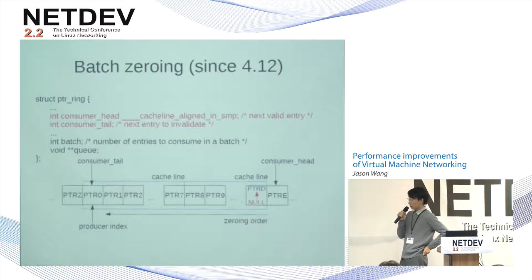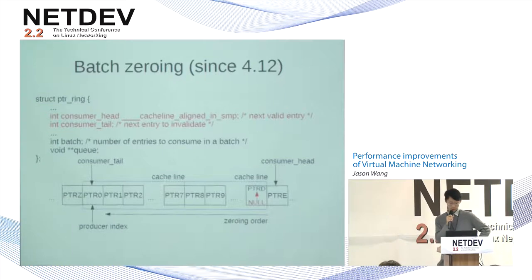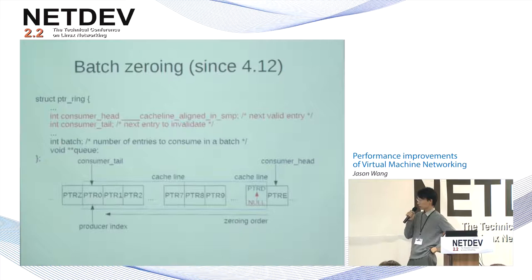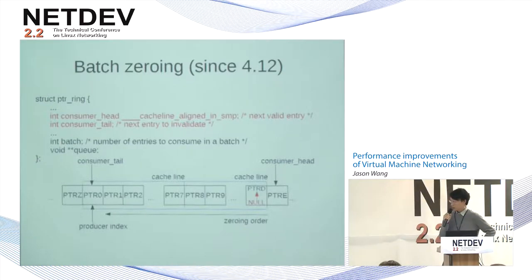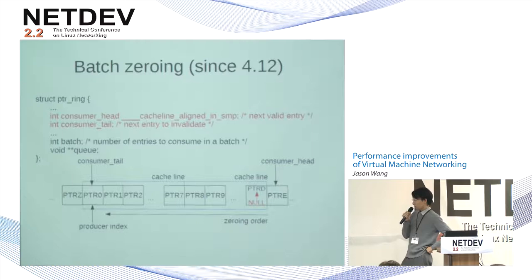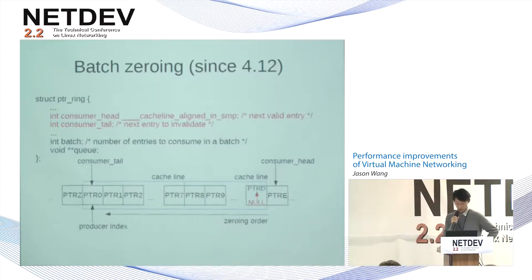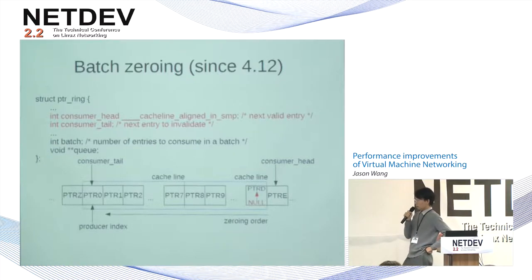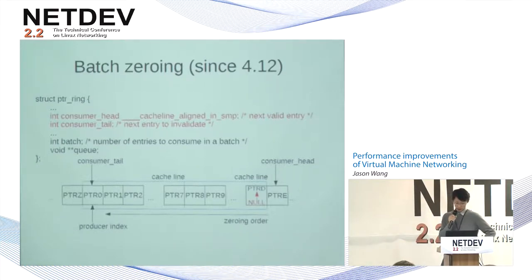Batch zeroing is one of the methods to solve this. Instead of just maintaining one consumer index, we now maintain two. The first is the consumer head, which can be treated as the real consumer index. After each packet is consumed by a consumer, we advance the consumer head, but we do not zero the entry. Instead, we track the next entry to be invalidated through another variable called consumer tail.